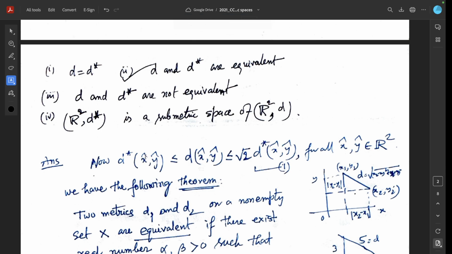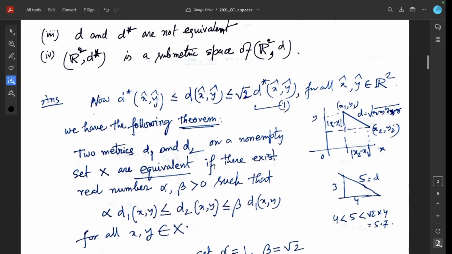Now d star(x̂, ŷ) is less than or equal to d(x̂, ŷ), which is less than or equal to root 2 times d star(x̂, ŷ), for all x̂, ŷ belonging to R². Now we have the following theorem: two metrics d1 and d2 on a non-empty set X are equivalent if there exist real numbers alpha, beta greater than 0, such that alpha d1 is less than or equal to d2, which is less than or equal to beta d1, for all x, y belonging to X.